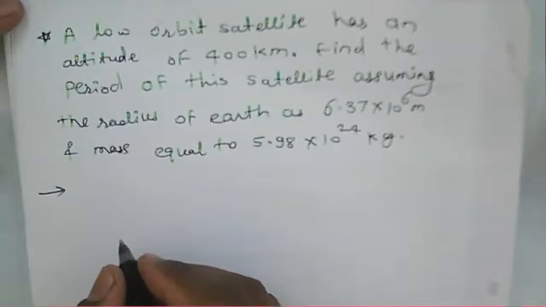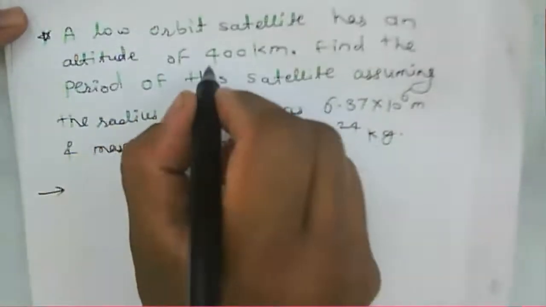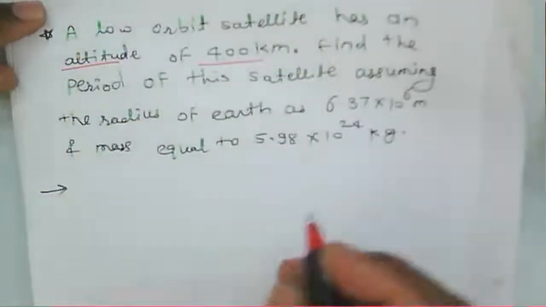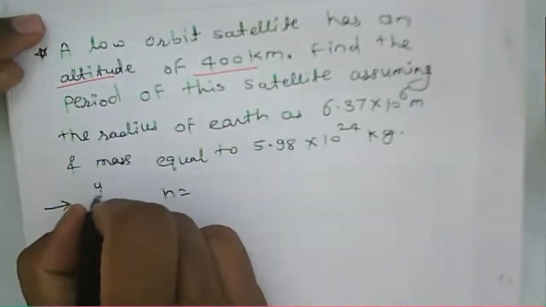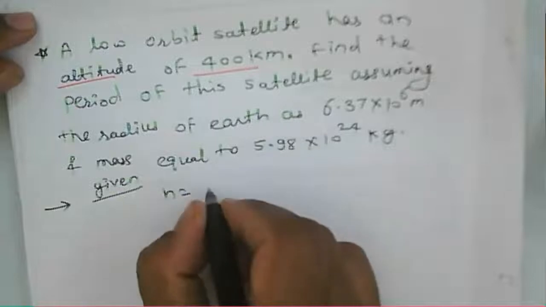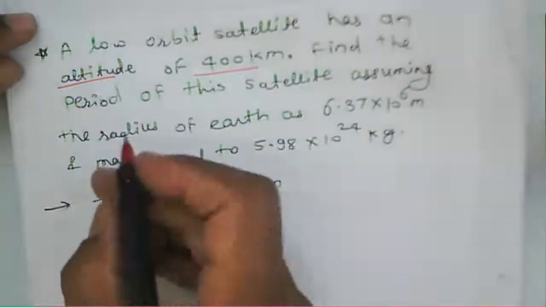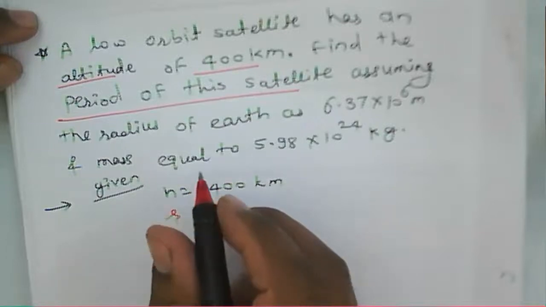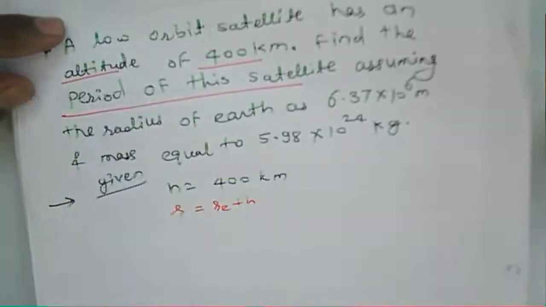Now, in this case, if you see this equation, the altitude is given here. Given data: h is equal to 400 kilometers. Now our aim is to find the radius of this satellite, means we can find r here. So r is nothing but Re plus H.